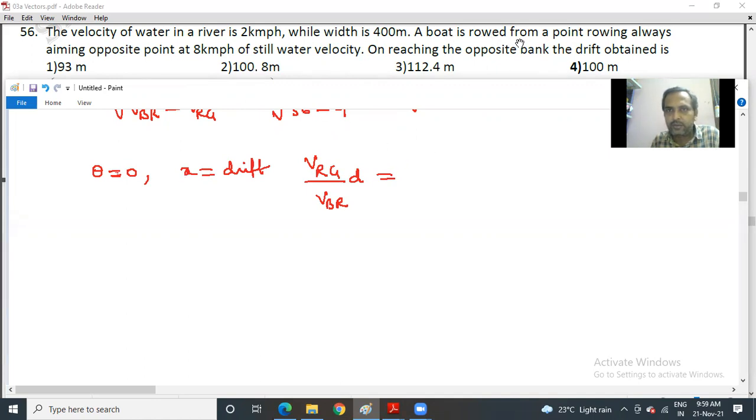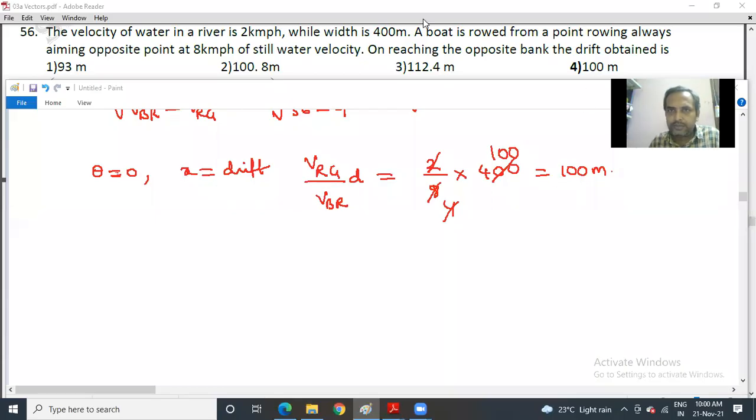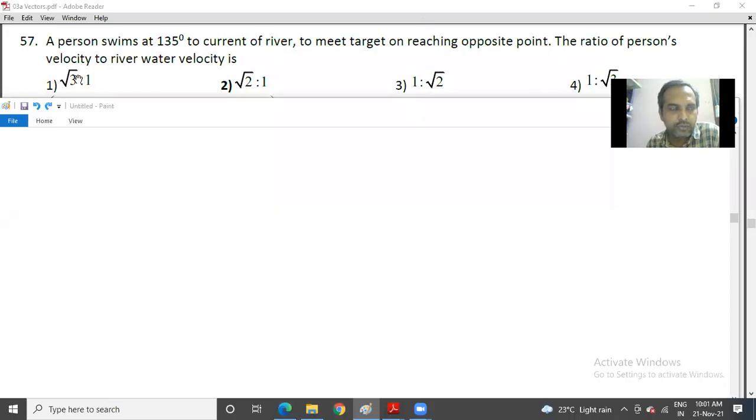Boat is rowed from a point rowing always aiming opposite. So therefore velocity of the boat is 8 and VRG is 2. So this is 8 and width of the river is 400. So this will be 800. Otherwise you can cancel 4 times. This is 100 times. So drift is expected to get 100 meters. So fourth option is correct. Let us move to the other question.